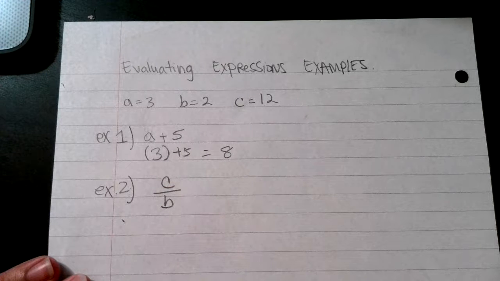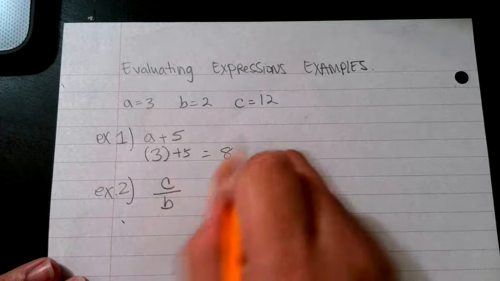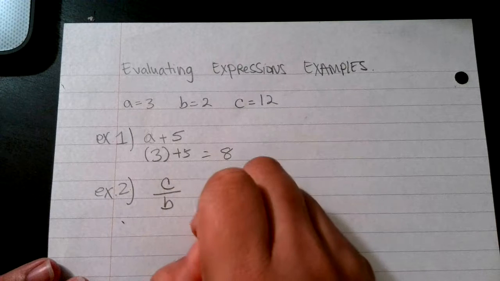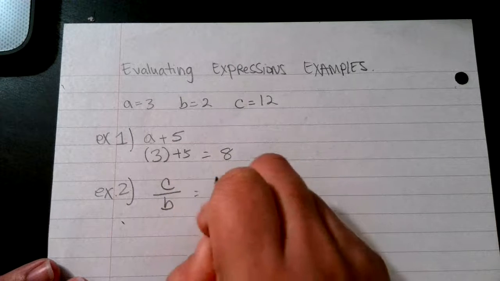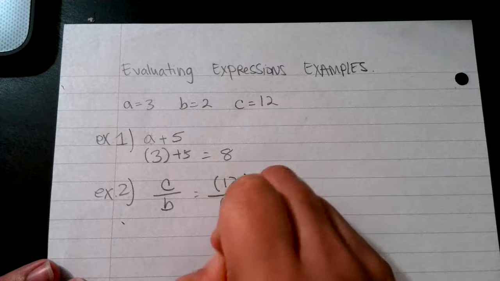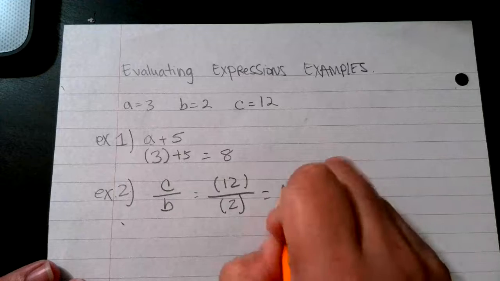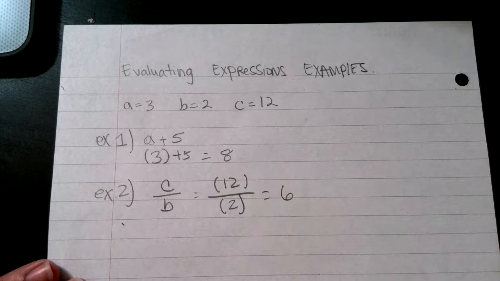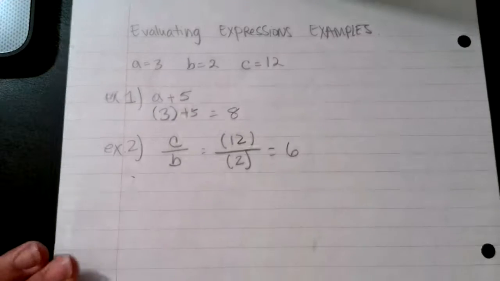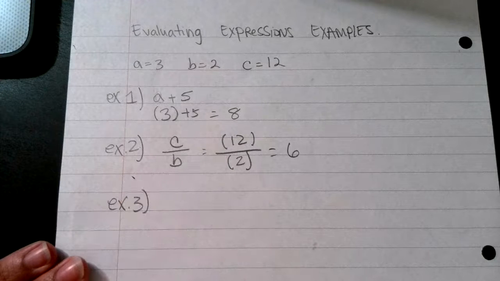Example 2, if I wanted to do C over B, remember that this fraction line is just a fancy way of doing division. I would then substitute C is 12, so it equals 12 divided by 2. 12 divided by 2 is 6. That's all. Let's do example 3, final example, just to help you out, because you might see some exponents.